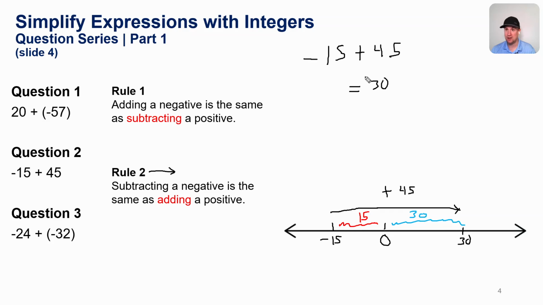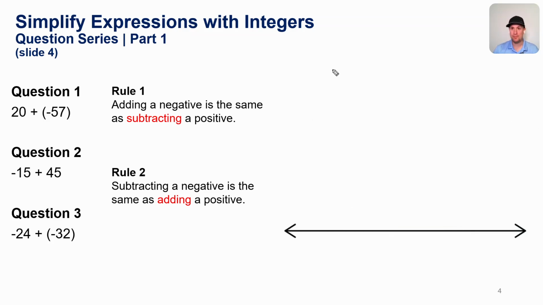Now, I didn't put a sign there. You might be asking, Chris, where's the sign? You could put a plus sign there, but really every number, its default form is positive. So that is really redundant information. It's extra information we don't need. So we can just write this as equal to 30. All right, let's look at question number 3 now. So question number 3 is negative 24 plus a negative 32.